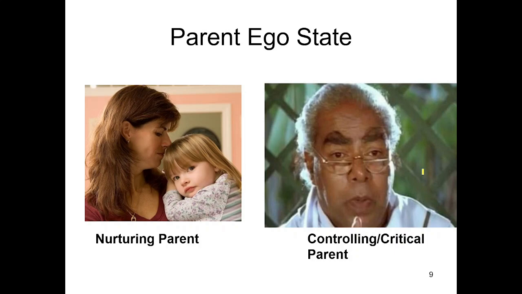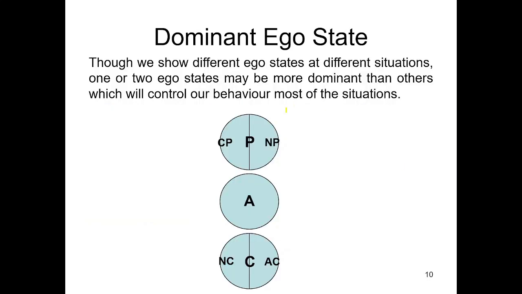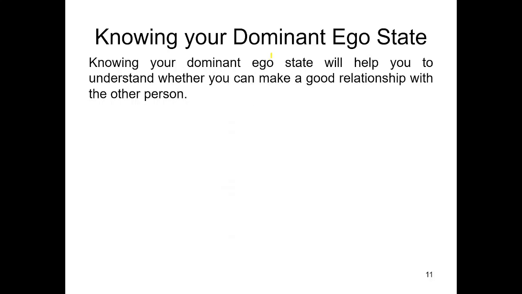So there are 5 ego states, and we have to identify what is the dominant ego state of ourselves. Though we know we show different ego states in different situations, one or two ego states may be more dominant than others. We have to identify the dominant ego state that we show consistently in every situation. In almost all situations, we unknowingly show that ego state. That is called a dominant ego state, and we have to identify it for what?